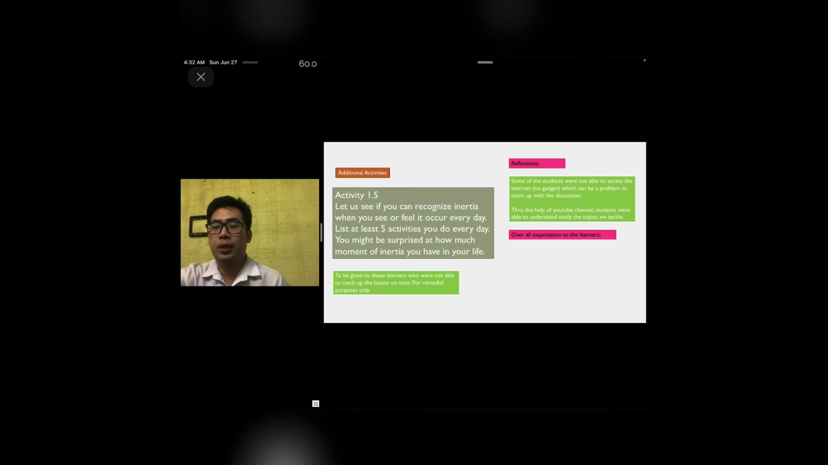So overall expectation to the learners. So at least since nasa week 6 pa lang kami, no, ibibigay pa lang nila sa akin yung outputs nila this week. So my expectation at least 93%, mataas na yun. Or 48 out of 52 were able to understand the topics. So only few or 2% cases of students will need assistance when it comes to following the given task on time.